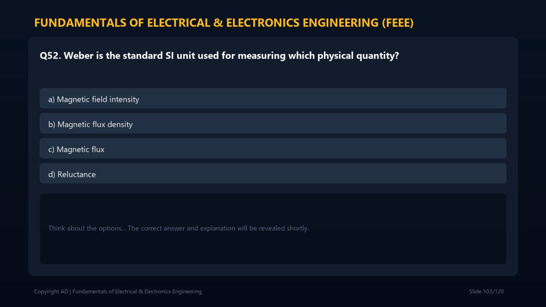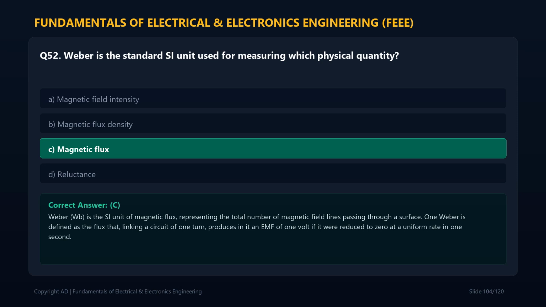carriers. Question 52. Weber is the standard unit used for measuring which physical quantity? Option A. Magnetic field intensity. Option B. Magnetic flux density. Option C. Magnetic flux. Option D. Reluctance. The correct answer is C. Magnetic flux. The Weber is the SI unit of total magnetic flux. Magnetic flux density is measured in Webers per square meter, also known as Tesla.